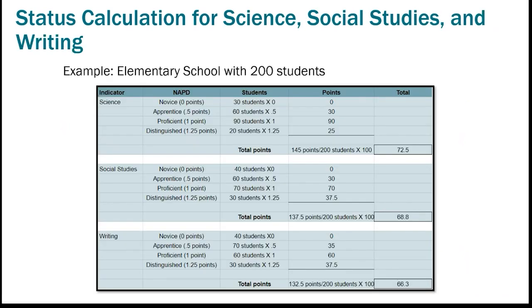The state assessment results in science, social studies, and writing will have a similar calculation. This is an example for calculation of the state assessment indicator of science and social studies and combined writing with an elementary school containing 200 students. After viewing the breakdown of the point configuration, you can see that they earned a total of 72.5 points in science, 68.8 points in social studies, and 66.3 points in writing.